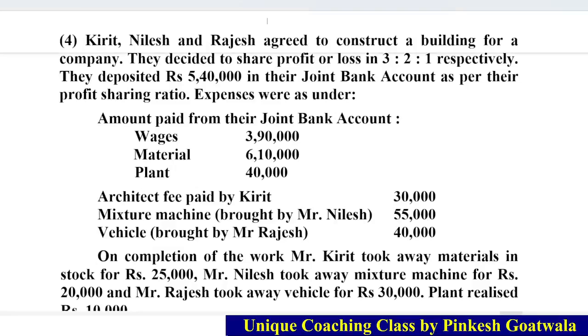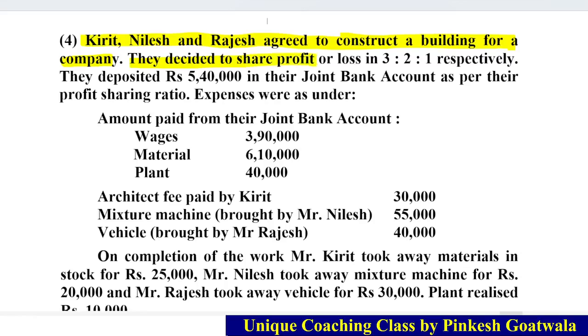Now today we are going to solve sum number 4 in this chapter, and it is like the previous sum, like the Moody and Desai. So let's start. Kirit, Nilesh and Rajesh agreed to construct a building for a company. Okay, the same as in the previous sum, where the point was to construct a gymnasium hall. Now here, construct a building. So almost the same as the previous sum, but here there are some minor twist points.